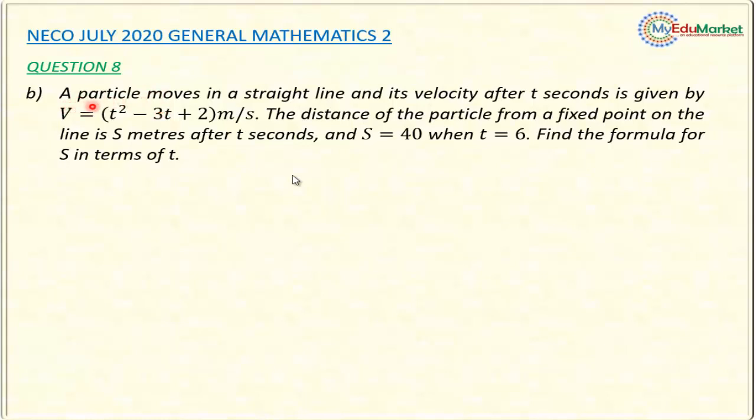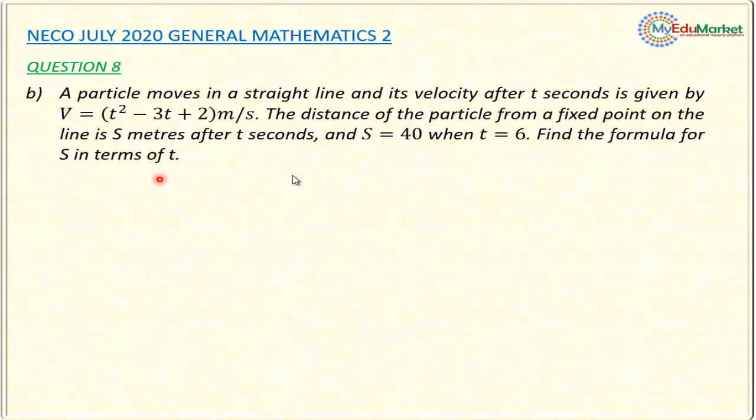This question says a particle moves in a straight line and its velocity after t seconds is given by the function v equals t squared minus 3t plus 2. The distance of the particle from a fixed point on the line is s meters after t seconds, and s equals 40 when t equals 6. So the question asks us to find the formula for s in terms of t.